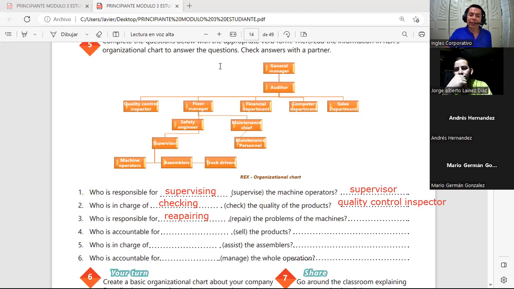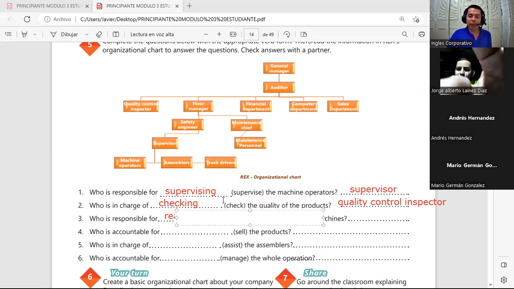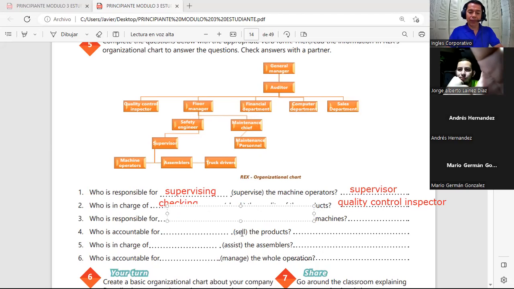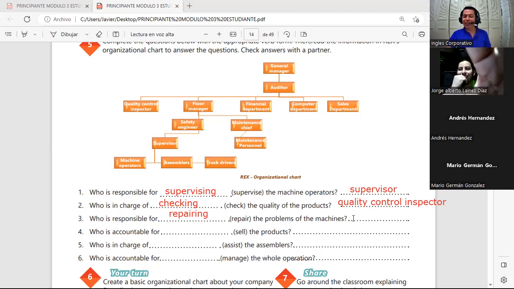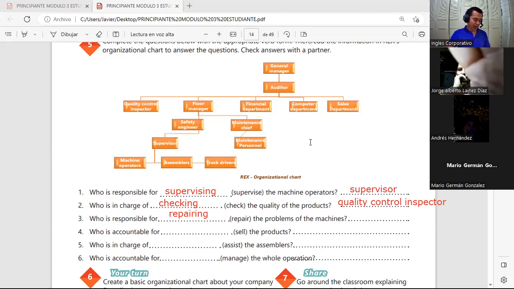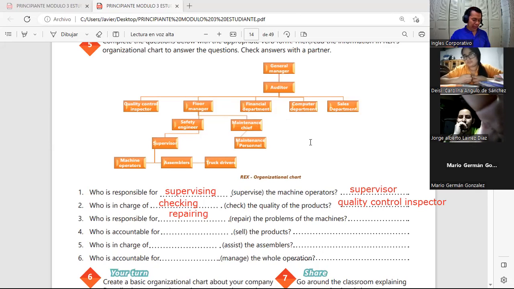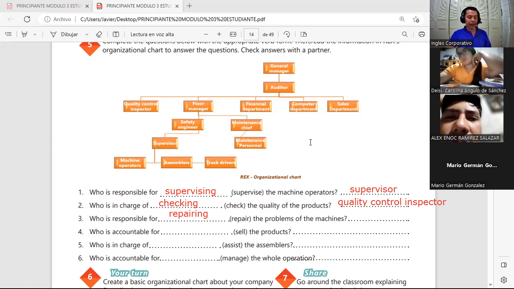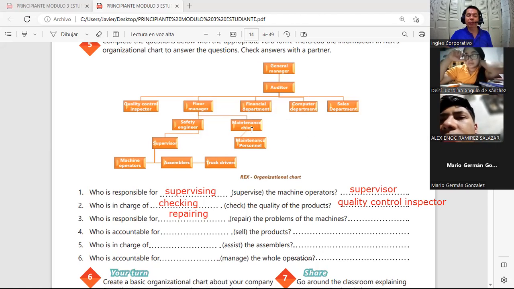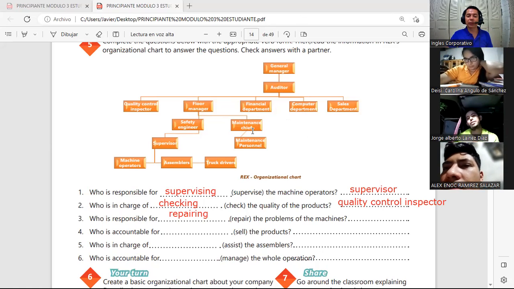Now, let's continue with the class. Good. Who is responsible for repairing? Excuse me, vamos a borrar esto que está malo. Repairing the problems of the machine. Don't say Jorge, right? It's not Jorge. Look at the organigrama, the organizational chart. Is computer department? Maintenance operators. The maintenance chief or the maintenance department? Maintenance personal.